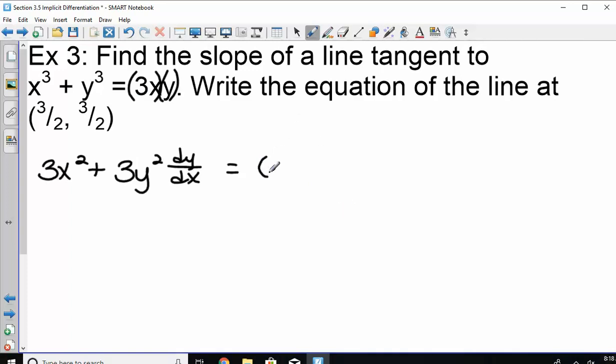Derivative of the first, derivative of 3x, times the second, which is y, plus the first, which is 3x, times derivative of the second. What would be the derivative of y? 1 dy/dx. Okay. We're going to have to do a little more work cleaning this one up.